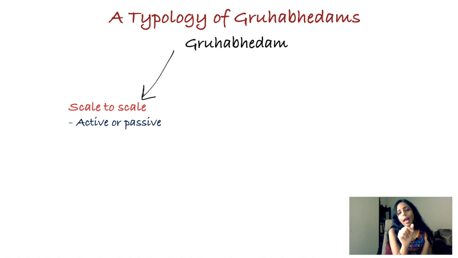So anyway, an active Gruhabhedam, of course, that's my term. What I mean by that is a Gruhabhedam that is initiated by the composer, where the composer intentionally chooses to show the transition between one raga and another. Whereas a passive Gruhabhedam is one where there is no clear transition that is shown deliberately from one raga to another, but a listener might perceive an entire song to be in a raga that is different from the raga that was intended by the composer.